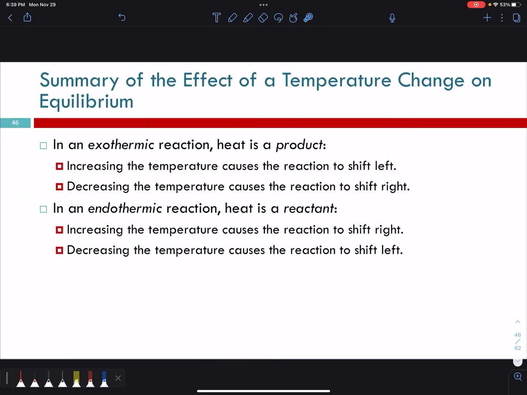All right, so exothermic, heat is a product. Endothermic, heat is a reactant. And then it just ends up being the same as changing the concentration of your products or reactants.